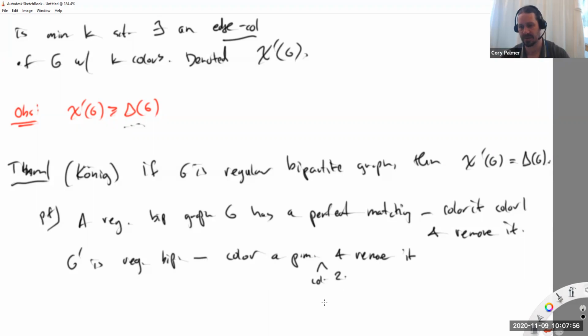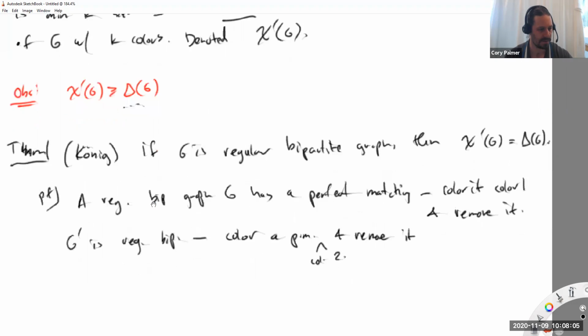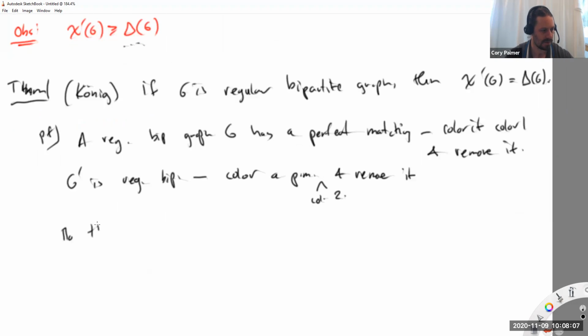Every time I color a perfect matching and remove it, I'm left with a bipartite regular graph, and I can find another perfect matching, color it, and remove it, and so on. And do this delta of G times. Each time, the max degree, all the degrees drop exactly by 1. And so eventually every single edge has been removed, and I use delta of G colors. So I produce the coloring. Okay, that's the end of the proof, right? It's very, very simple.